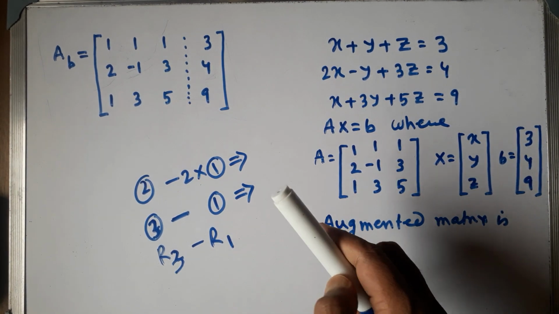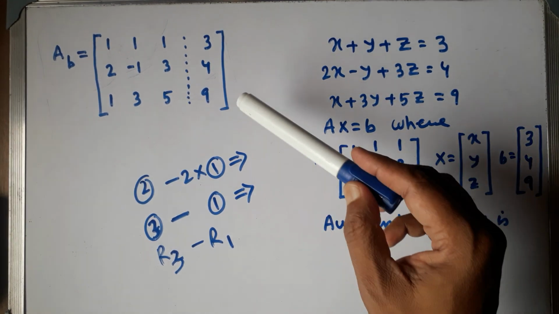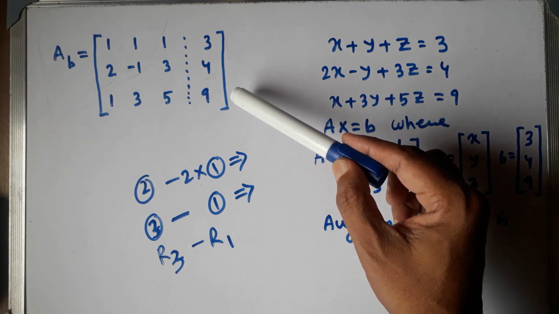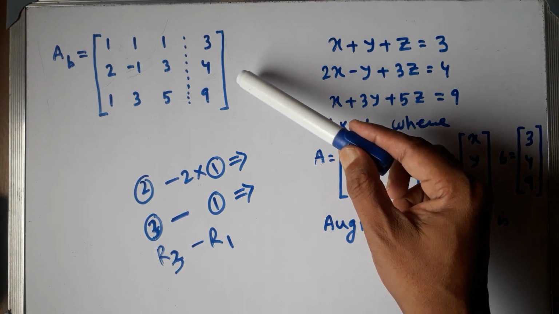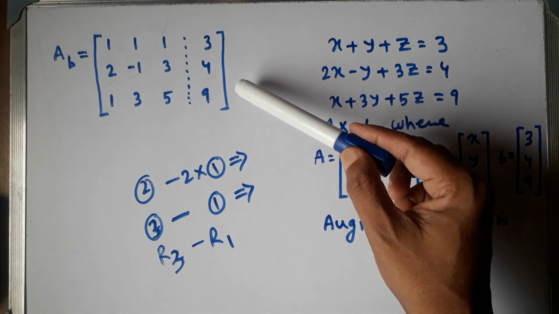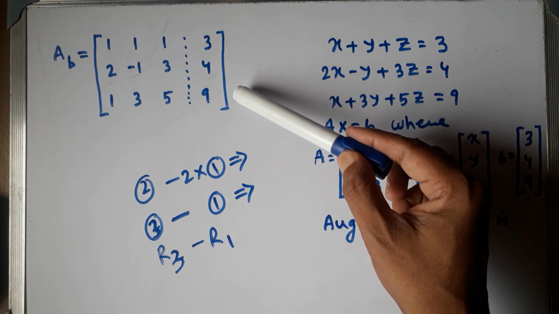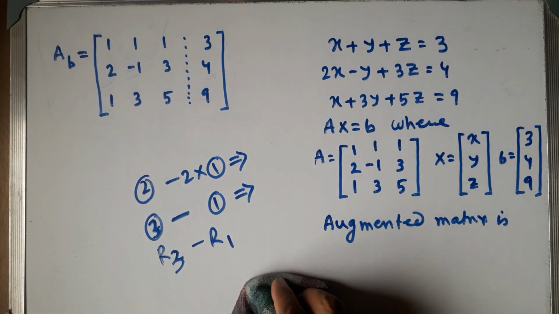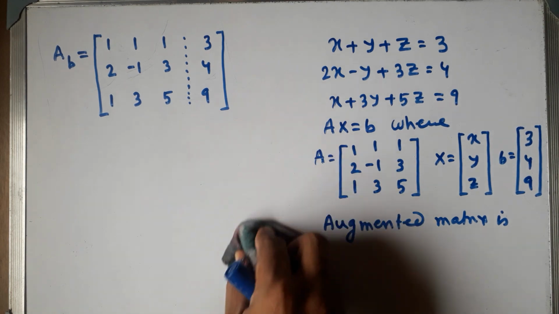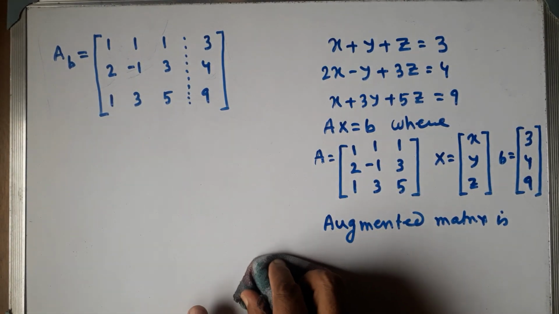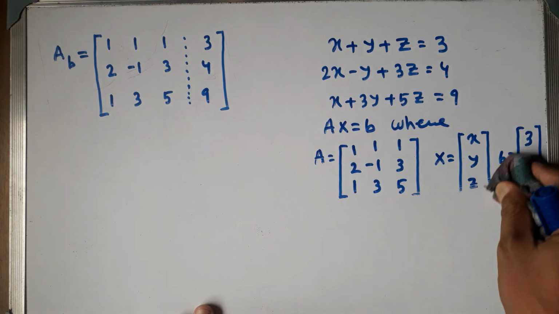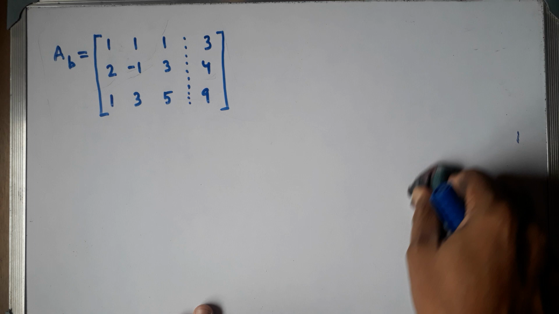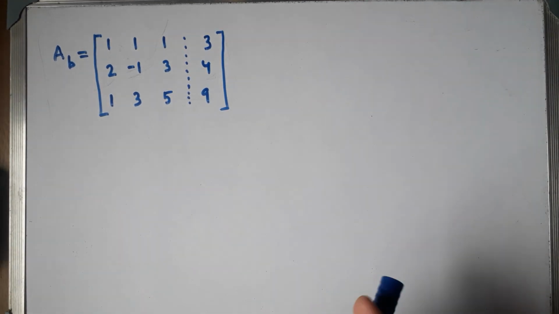So that means we shall apply only row operations on the augmented matrix AB. Just you will apply only row operations on AB. So use row operations. Write: we shall apply only row operations on AB.